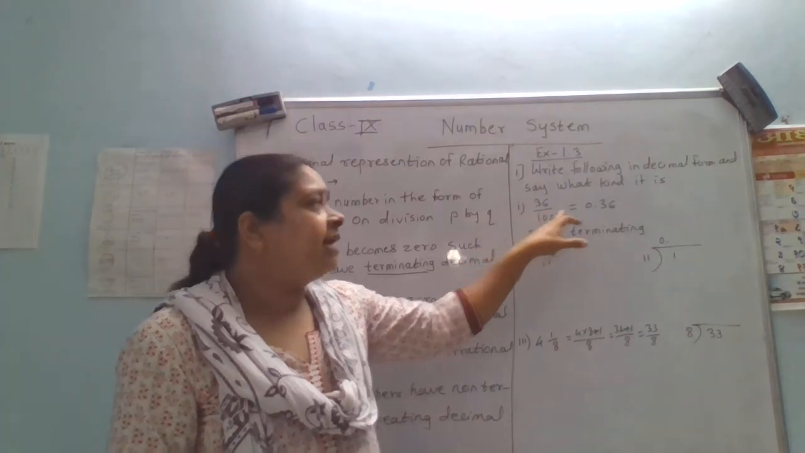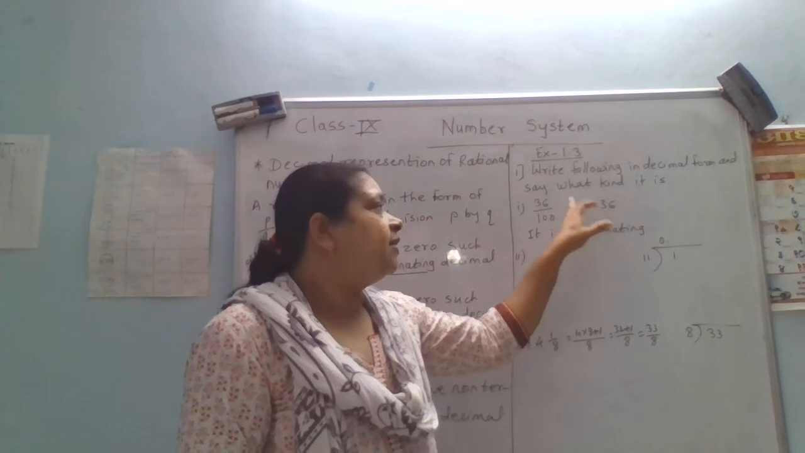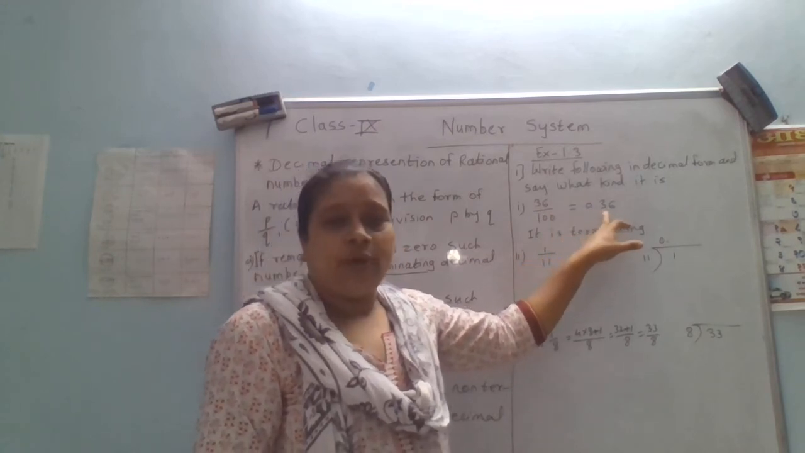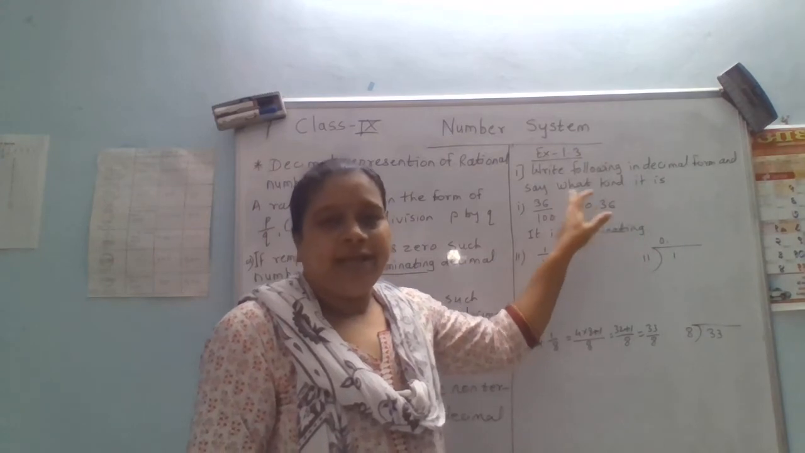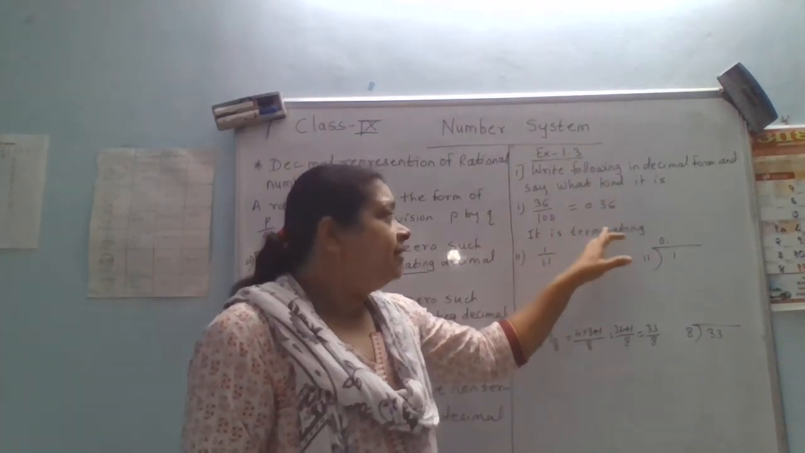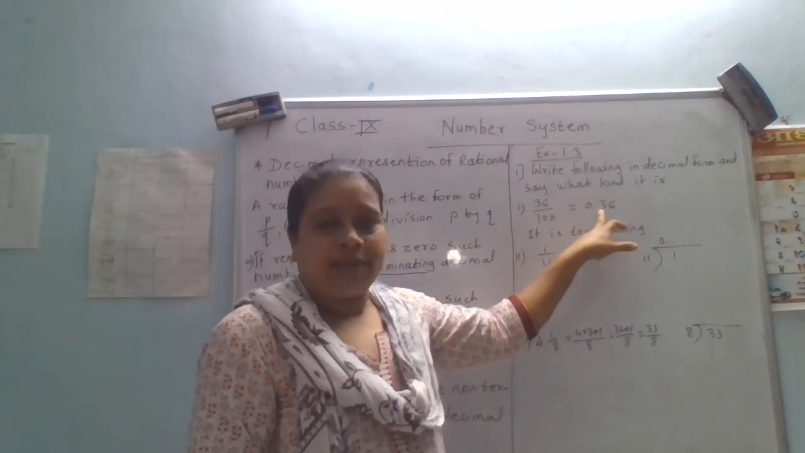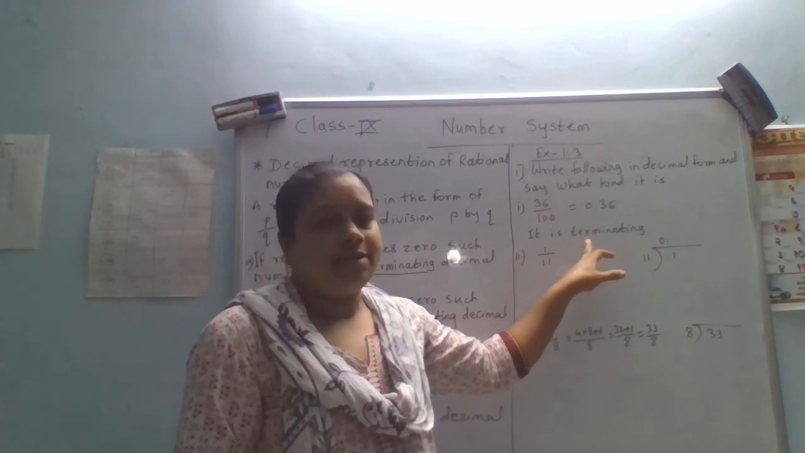36 by 100, we directly write the decimal expansion 0.36. Okay, after division it comes 0.36. If it is divided by 10, then it comes 3.6. If it is divided by 1000, 0.036. Okay, here the division is complete. The remainder becomes 0, so this decimal expansion is terminating.